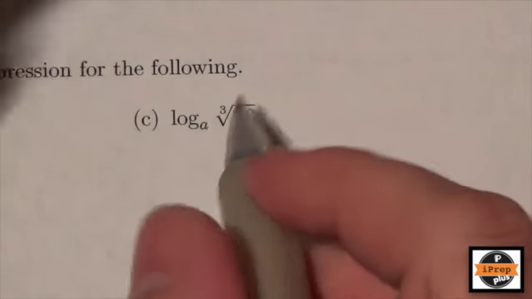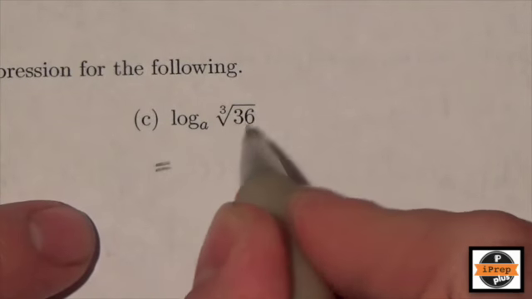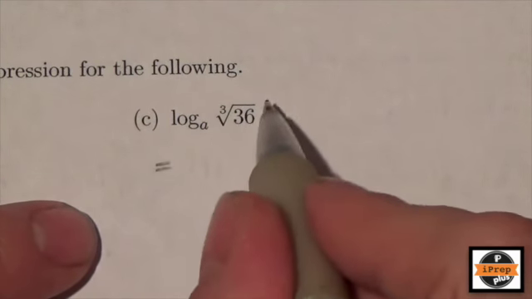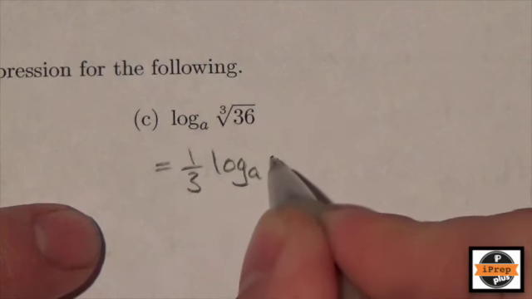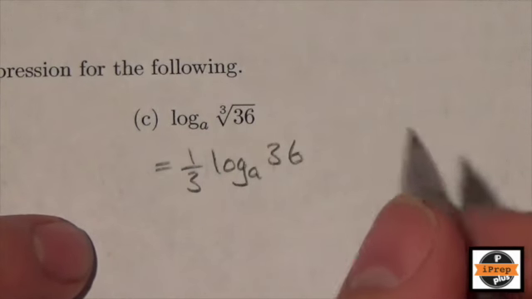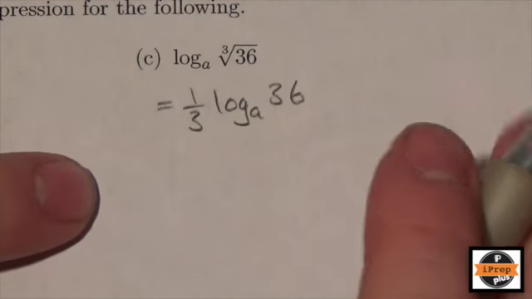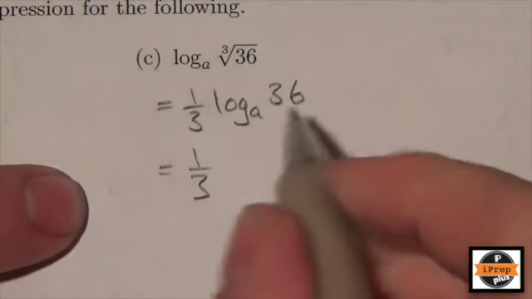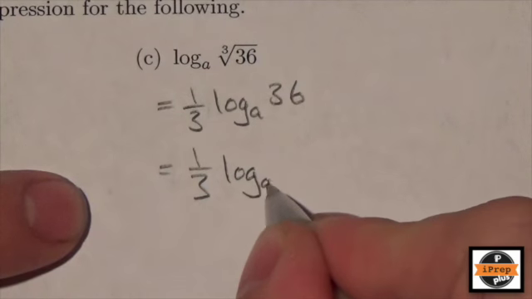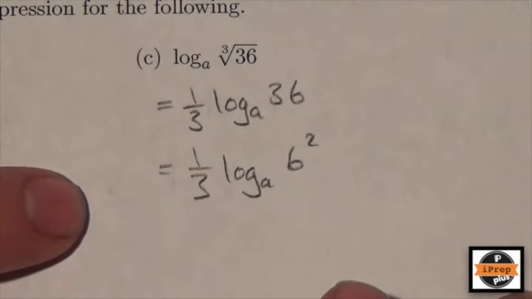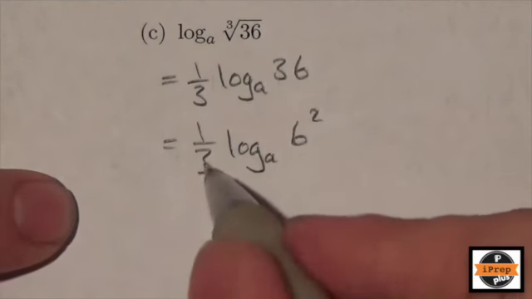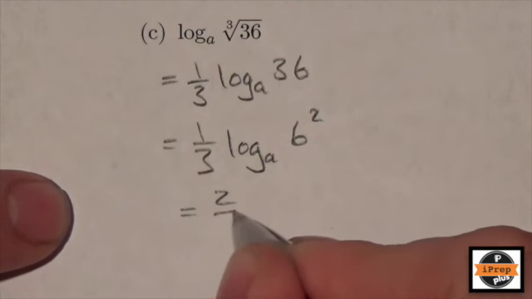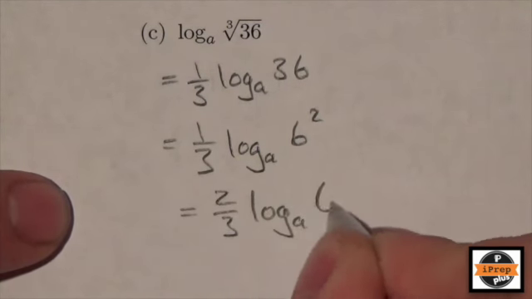Up here, question C. Very similar sort of thing here, except what I want to do here, first of all, is bring that exponent out. Okay, remember, this is 36 to the 1/3. Well, I want to bring that out first. So this will be 1/3 log base a of 36. And I know that 36 is going to be 6 squared. And the reason why I write it like that as a power here is because I know I can always bring that exponent down. So this is going to become 2/3 log base a of 6.